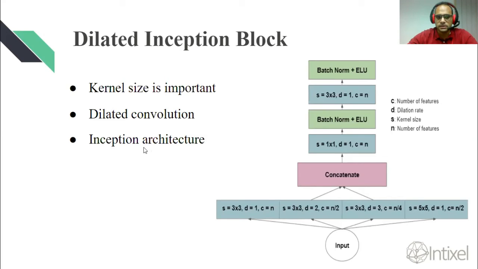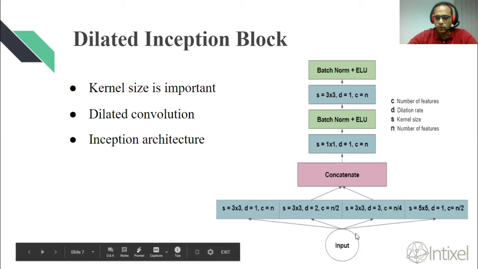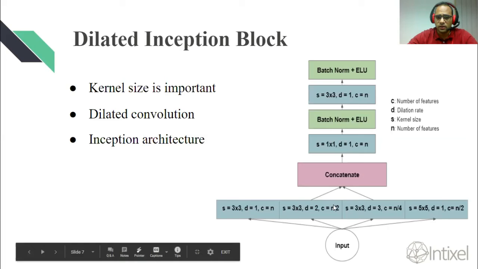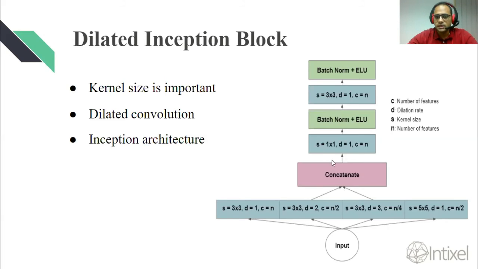So here we combine the inception architecture with the dilated convolution into a dilated inception block, where the input to this block gets passed to 4 parallel convolutions, varying in kernel size and in dilation rate. The output features of these kernels are concatenated, then combined by using 1-by-1 convolution to reduce the total number of features and keep the model small and fast.